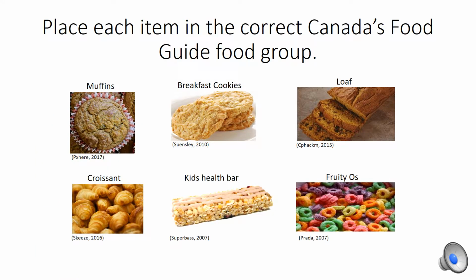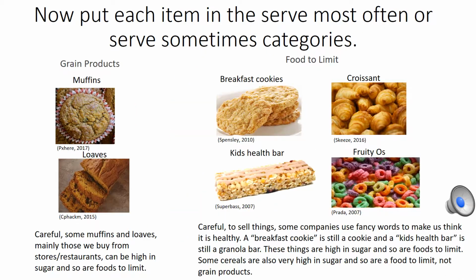Let's try one more example. Place each item in the correct Canada's Food Guide food group. Muffins and loaves are grain products, but be careful because some muffins and loaves, mainly those we buy from stores or restaurants, can be high in sugar and so are foods to limit.